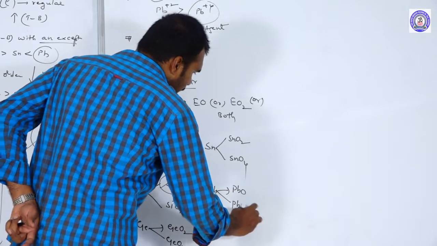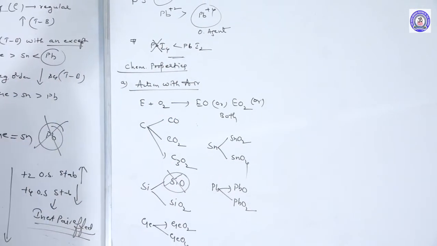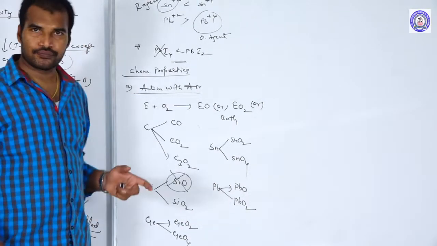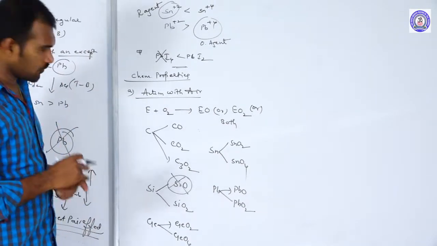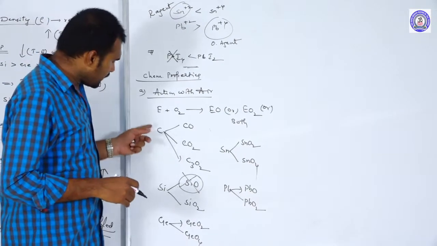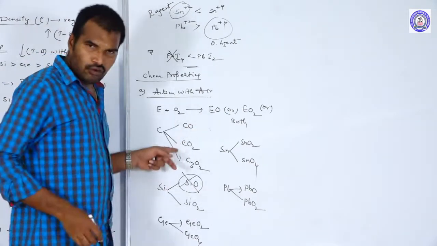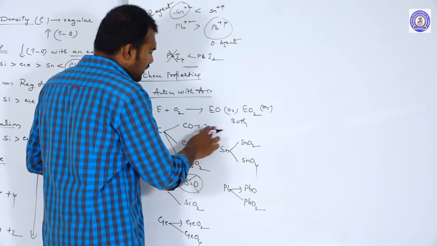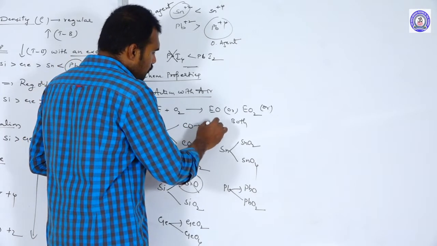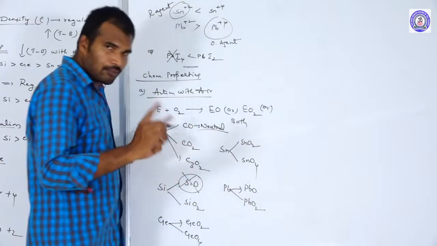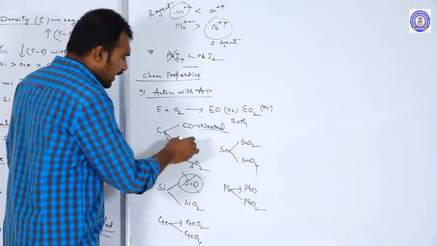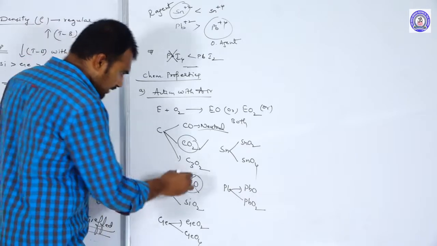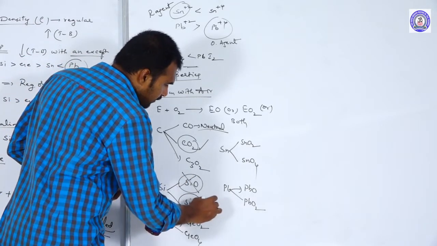And lead, PbO and PbO2. Now tell me, out of all these oxides, which are acidic oxides? Suppose you take carbon: the main oxides are carbon monoxide and carbon dioxide. As we know, carbon monoxide is neutral in nature. Carbon dioxide is acidic. Next, silicon dioxide is also acidic.